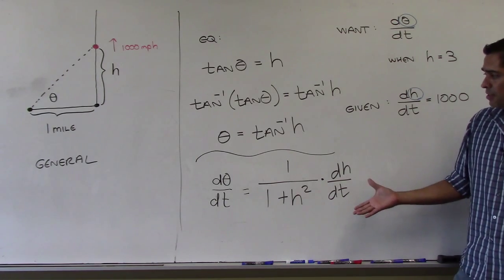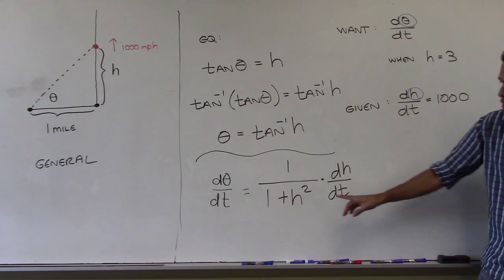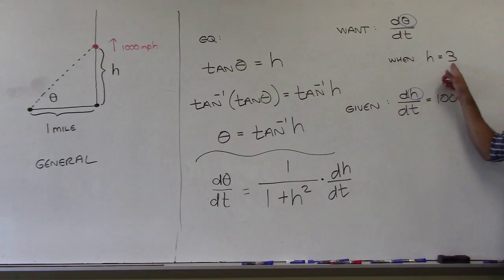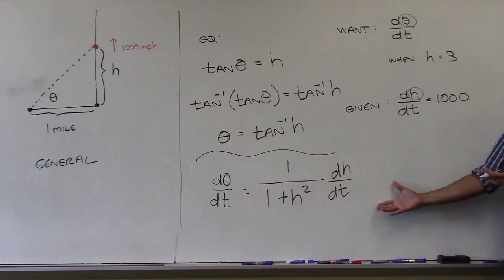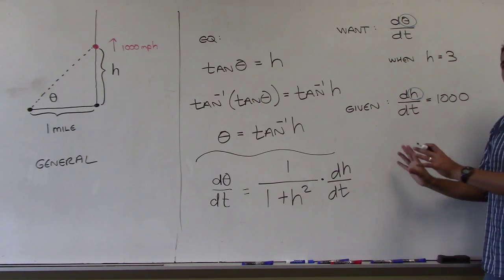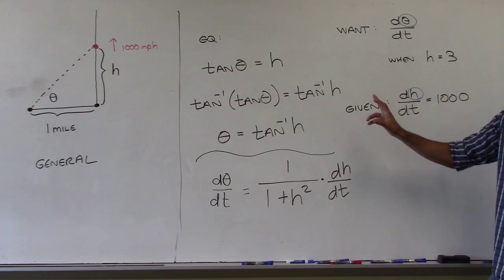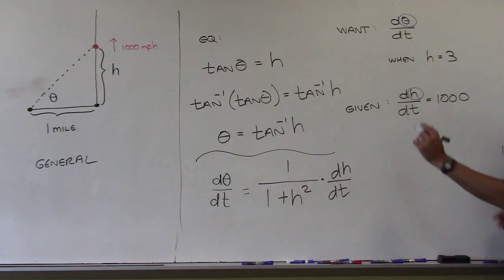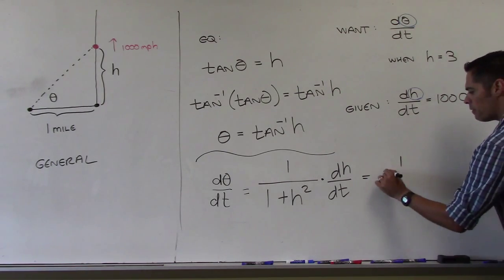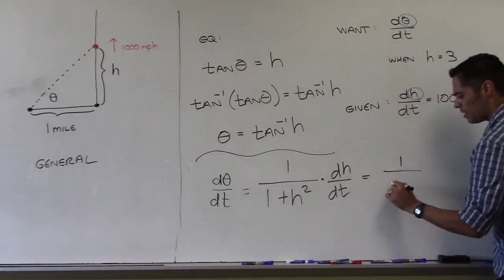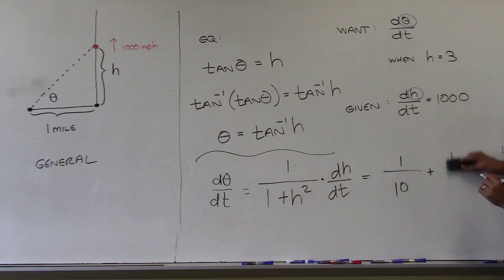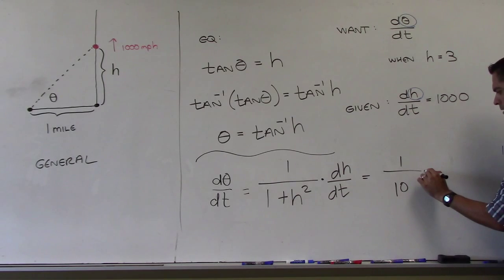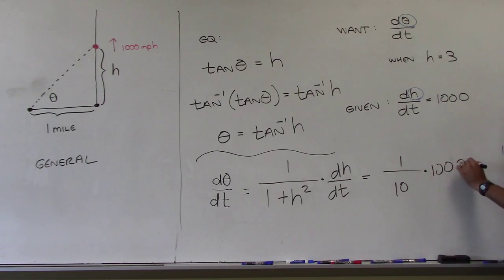Now, can we solve this right now, straight away? Do you know what h is? Yes, 3. Do you know what dh dt is? Yeah. We're done, right? I mean, that would be pretty easy to plug in. Let's actually get the answer and then I'll come back. 1 over, what's this going to be? 10 times 1,000. Why did I put plus? No idea. 1,000.